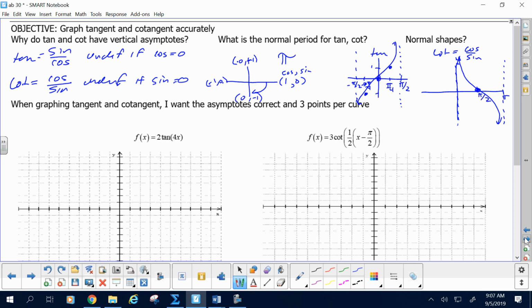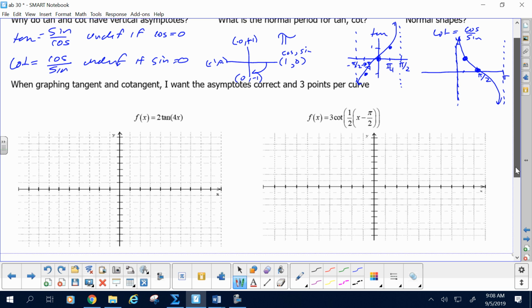Why? Because some guy said that's the way it should go? No, because the cotangent of pi over 4 is 1, positive 1. It's got to go that way. No, they didn't just think it looked pretty. Okay? So, with that in mind, 2 tangent of 4x.